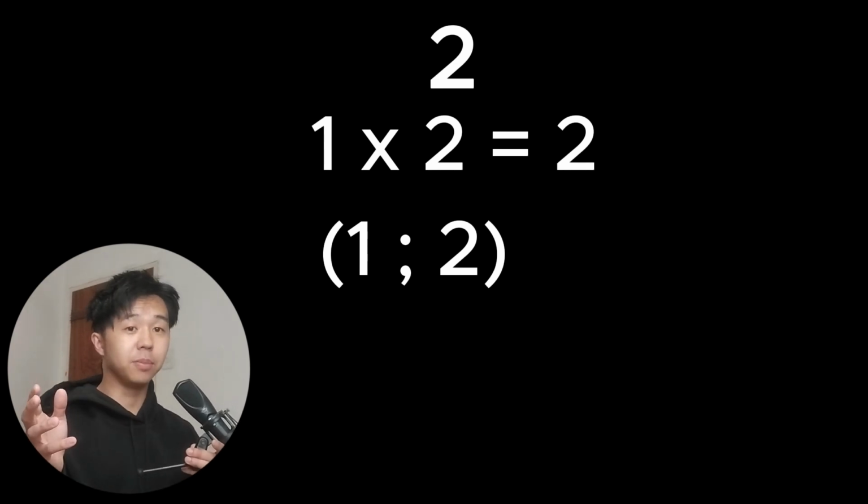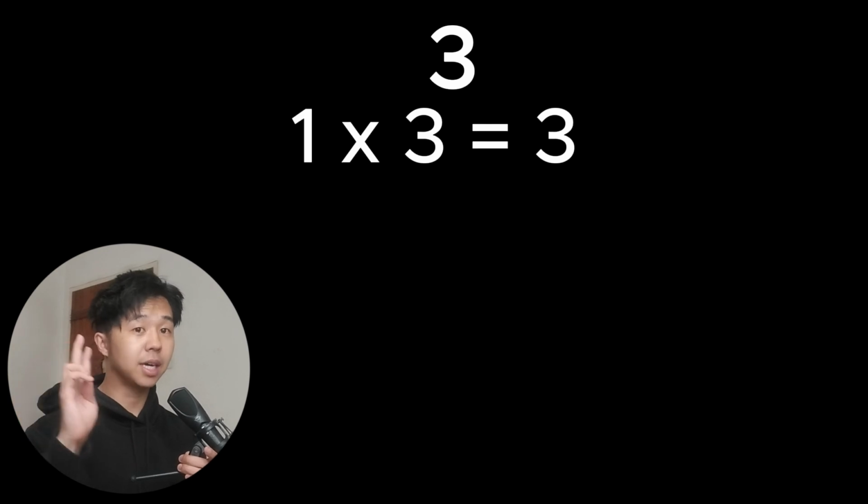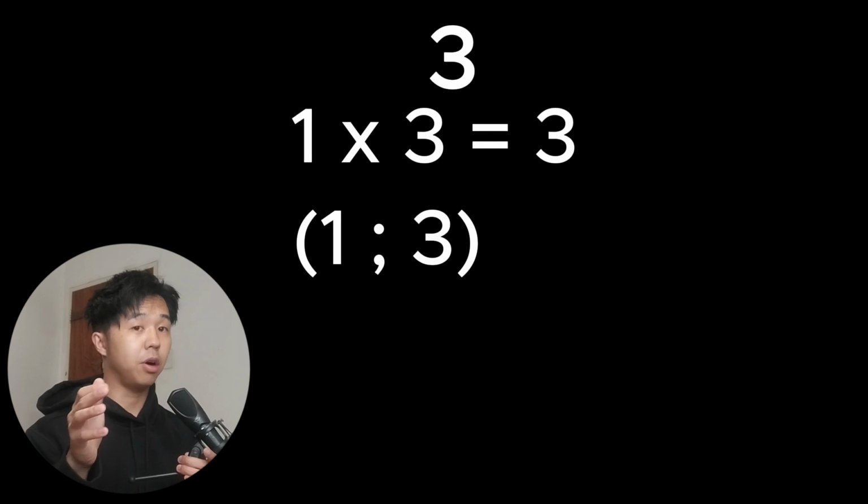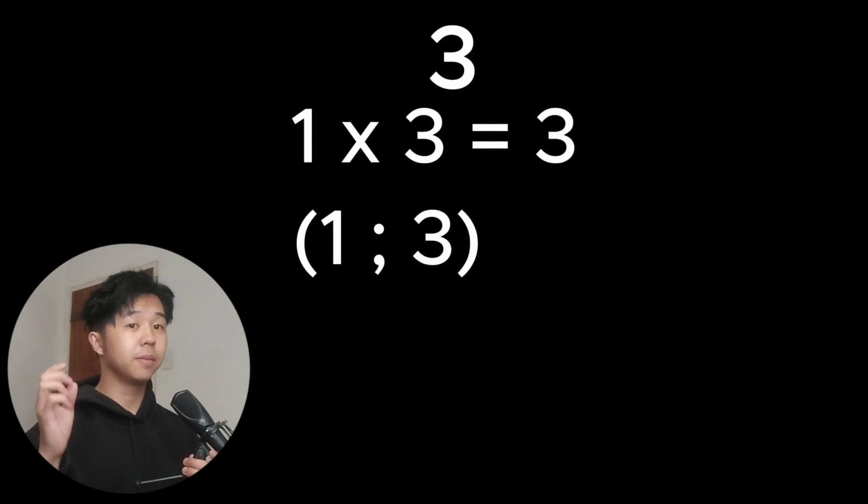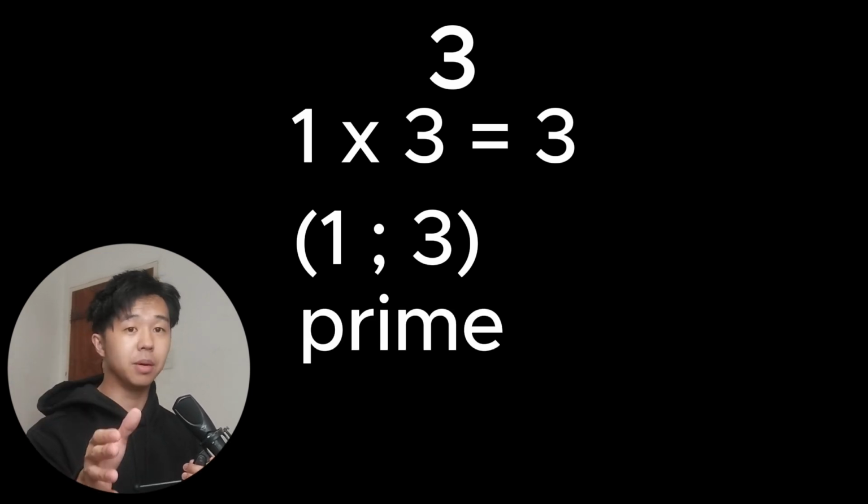Let's go for another example. Let's take 3. How do we get to 3? 1 times 3 equals 3. So the factors of 3 are 1 and 3. Those are 2 factors. The number 3 has 2 factors. If it has 2 factors, it's a prime number.